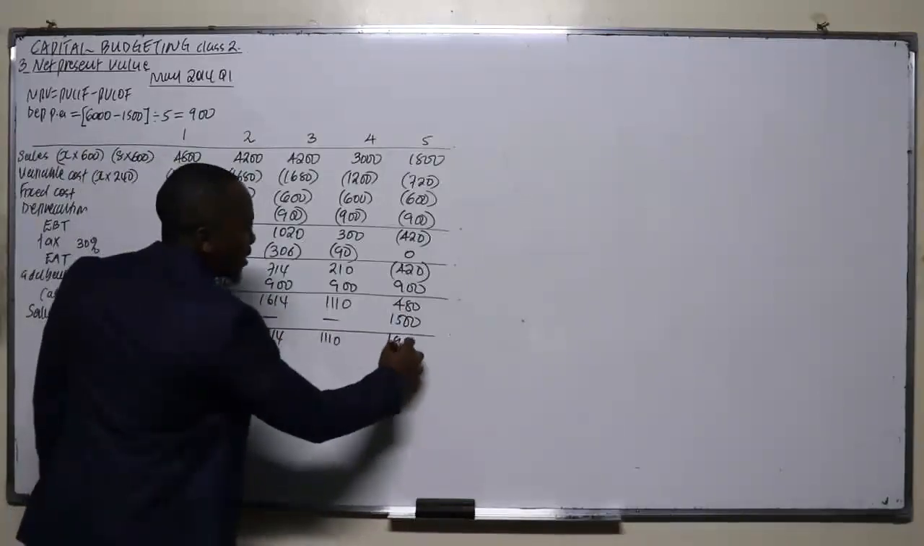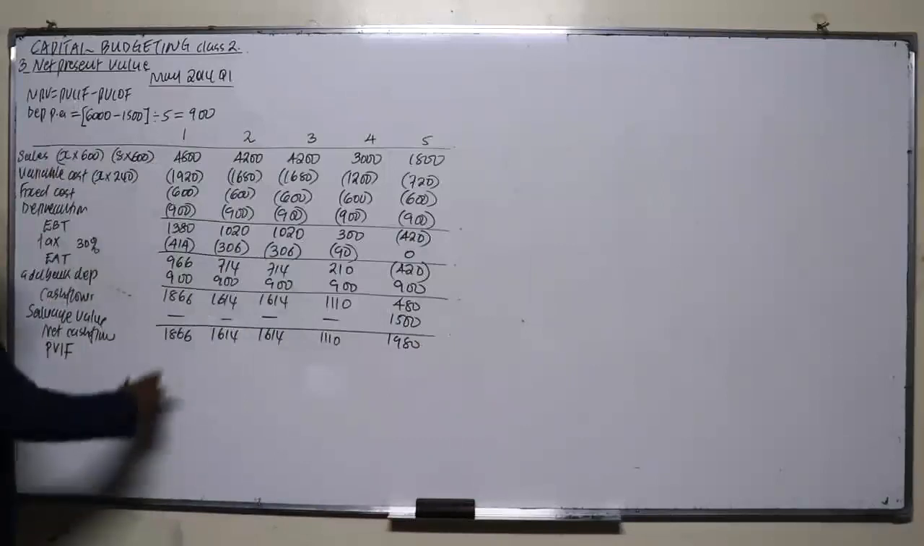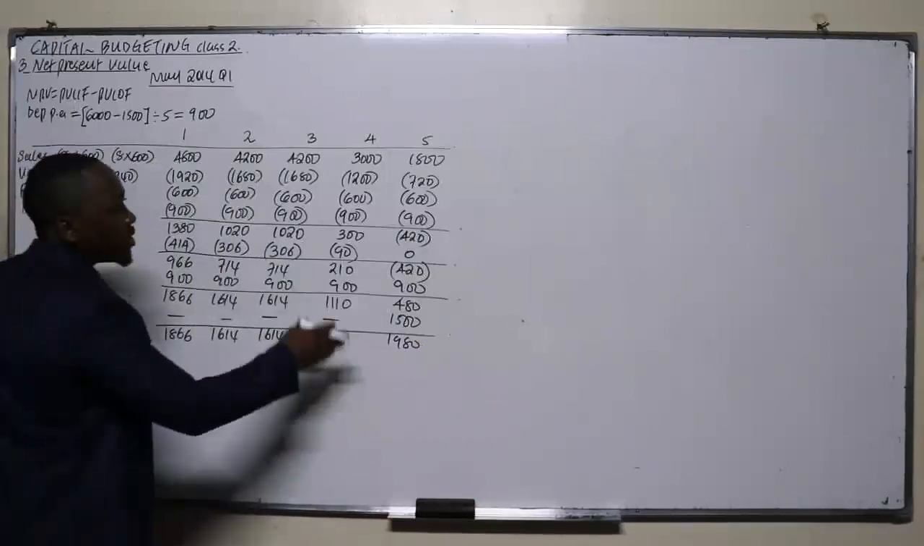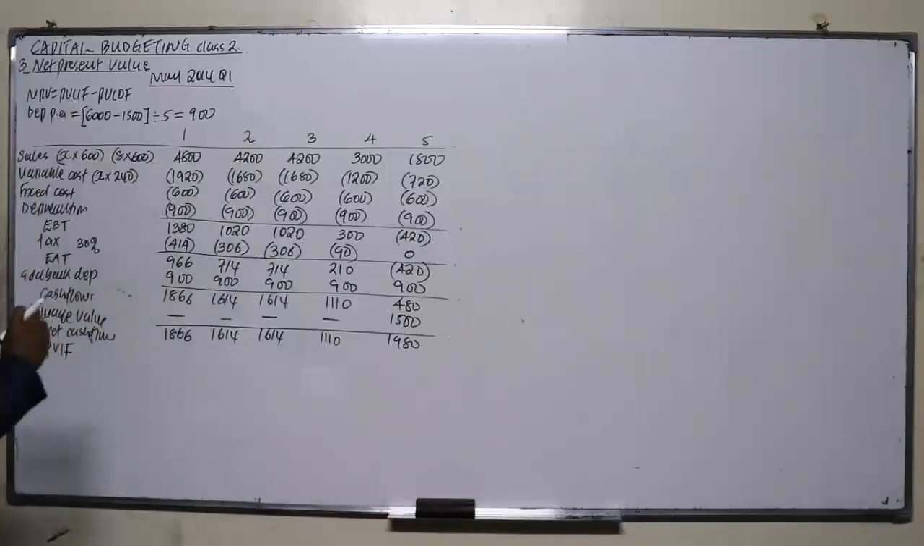This one you get 19.8. Now, once we have the net cash flow, our objective is to get the present value of cash inflow. So to get the present value, you discount the cash flow. Present value interest factor, this one is not an annuity since the cash flows are not the same. If the cash flows are not the same, we use the first table. If the cash flows are the same, that's when you use the second table, the annuity table.